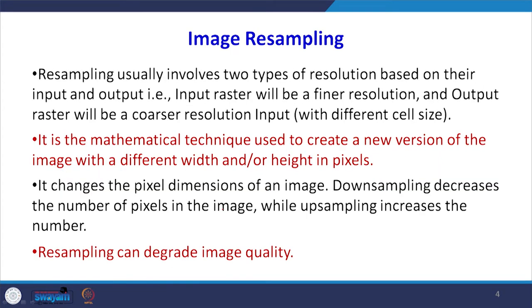Resampling involves basically two types of images: one is the input image, another is the output image. My input image could be at a very fine resolution, and my output image could be at a coarser resolution. This is quite obvious when we are using, for example, satellite images from two different sensors, one giving very fine resolution, another giving coarser resolution. Can I use them together after image resampling? Yes, the answer is yes, we can use them together. We have to use the procedure of resampling.